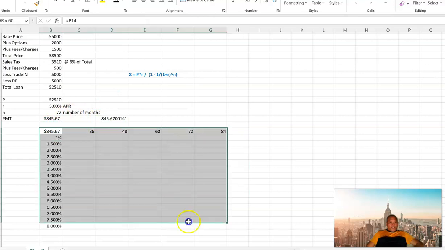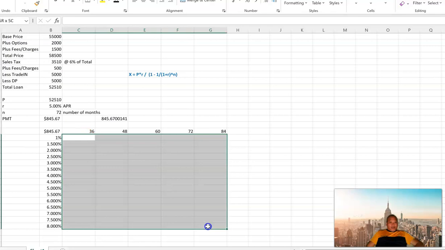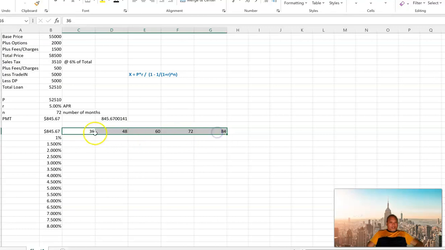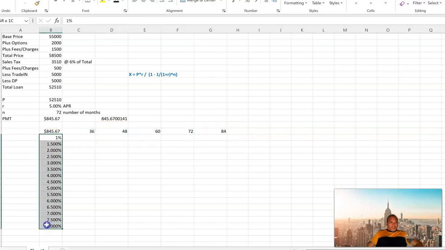Now, this one is a nice thing that I'm putting in here. This will calculate what the payment will be for every interest rate imaginable and for every loan term that he will choose. So he could choose 36 months, 48 months, and so on. And the interest rate here is going to be a function of maybe his credit score.